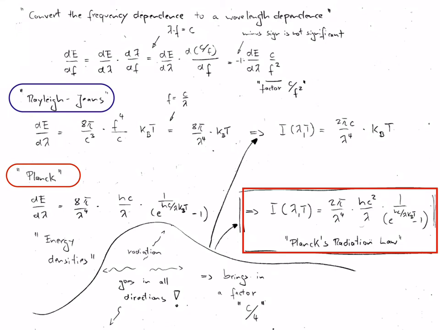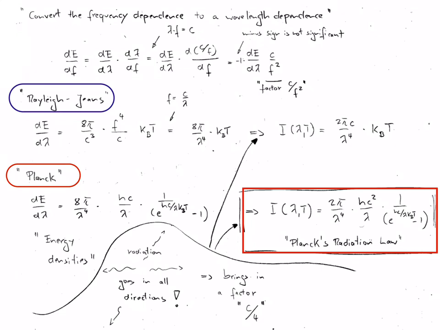As illustrated at the top, expressing the energy density as a function of wavelength rather than as a function of frequency brings in a factor of c, the speed of light, divided by frequency squared. The Rayleigh-Jeans law then becomes 8π/λ⁴ times k_B T. Considering also that radiation goes in all directions brings in a further factor of c/4, so that in the Rayleigh-Jeans version, the intensity law as a function of wavelength is given by 2πc/λ⁴ times k_B T.